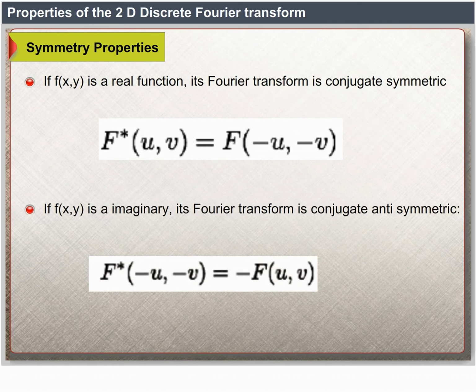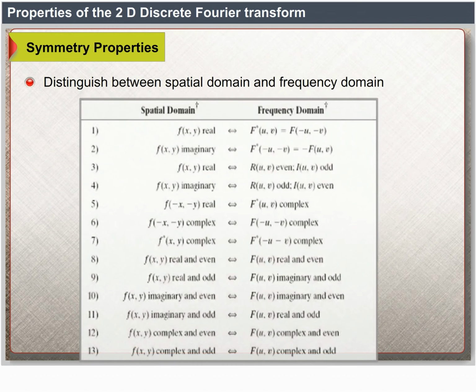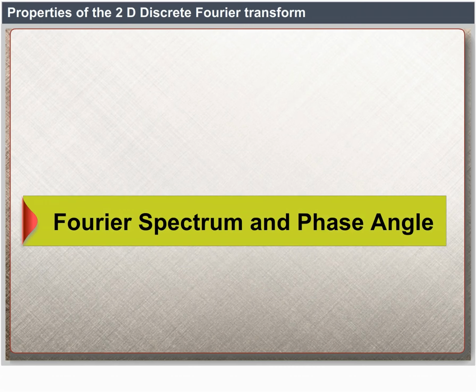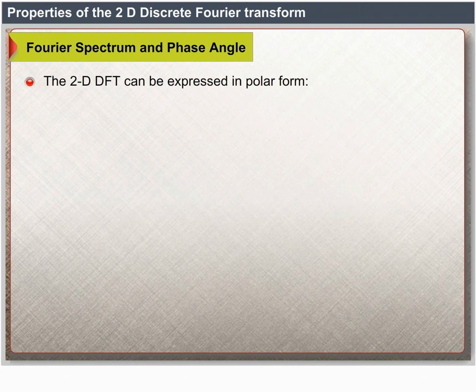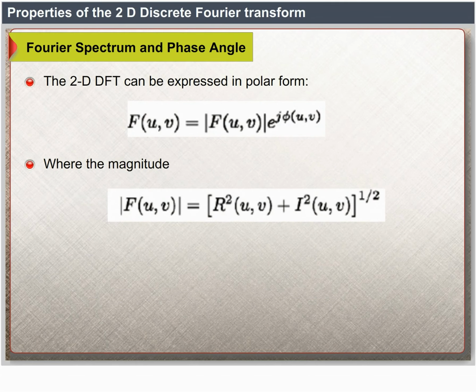The power spectrum equation is now shown on the screen. R and I are the real and imaginary parts of F of u, v, as shown on screen, where f bar denotes the average value of f. MN is usually large, and the magnitude of F of 0, 0 is typically the largest component of the spectrum.